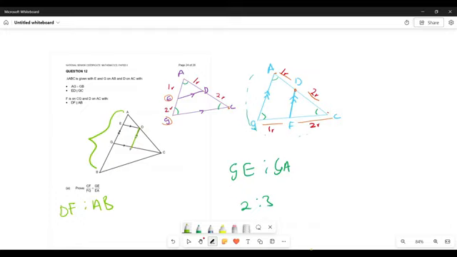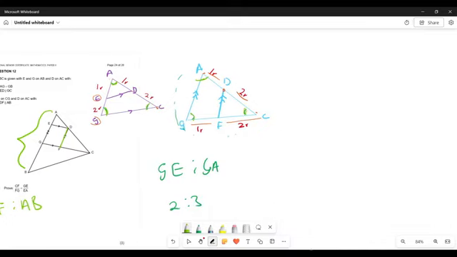Why is that? If you look at these two triangles, they are equiangular. Basically, they have the same angles. This angle A here is equal to this angle A. This angle G here is equal to this angle G. This angle C here is equal to this angle C. So basically, this is the same triangle, meaning that I can use the similarity theorem with regards to triangles, right?